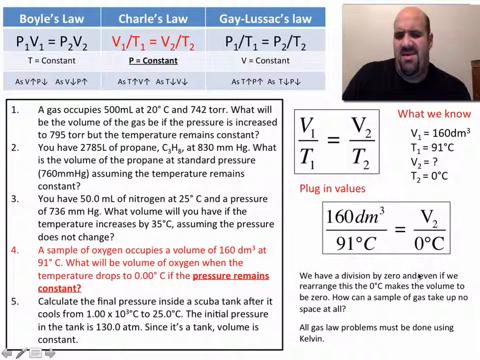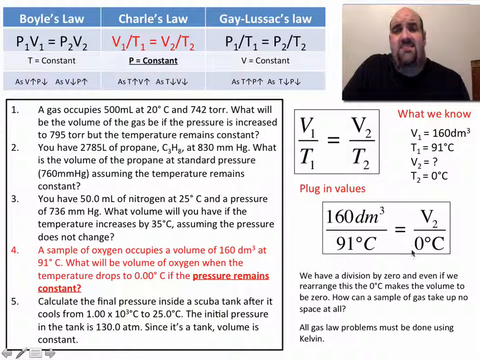And that doesn't work. Even if we arrange it and bring the 0 up, this means V2 is 0. So we have a gas in a container with 0 volume. You're telling me you have a bunch of gas that takes up 0 space. How is that even possible? If you have particles, they have to take up some space. So this is why the centigrade scale does not work.